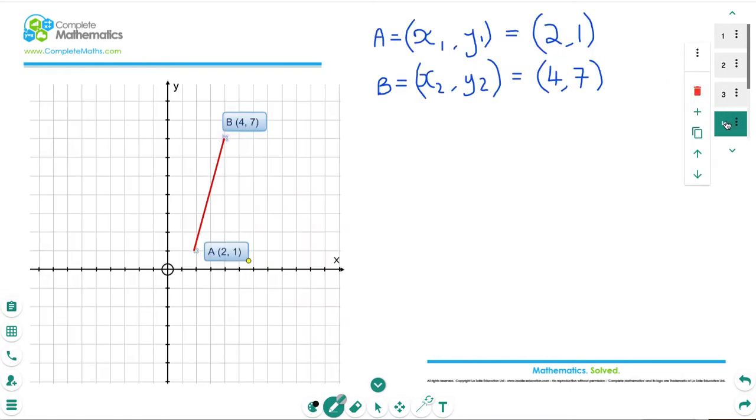Here's an example for you to try. Why not pause the video and have a go? I've already labelled x1, y1, x2, y2 for you. Pause the video.